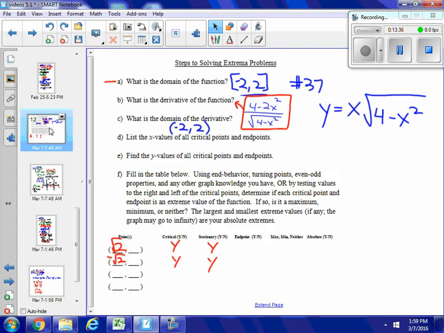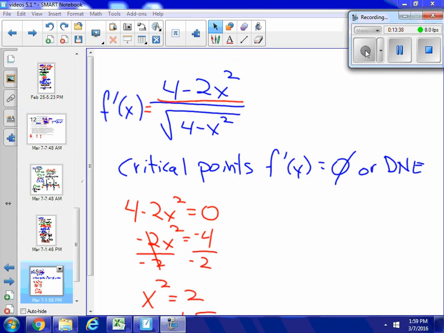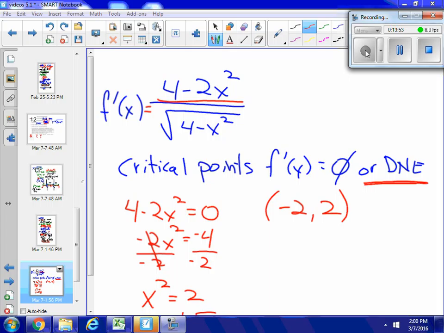Now, I also have a couple of points where the derivative does not exist, and those were at negative 2 and positive 2, because if you remember, the domain of my derivative looks like that. It does not include negative 2 and positive 2, but the domain of my function does include negative 2 and positive 2. So those are clearly endpoints. The derivative doesn't exist because they are endpoints.